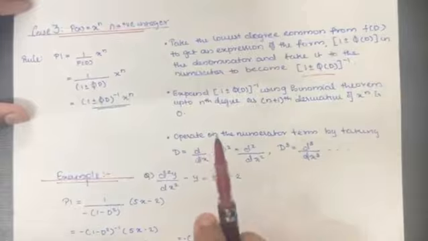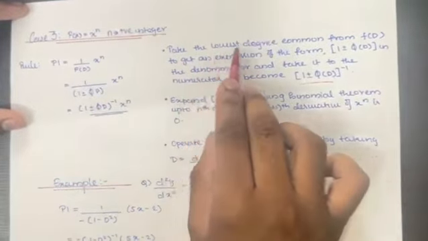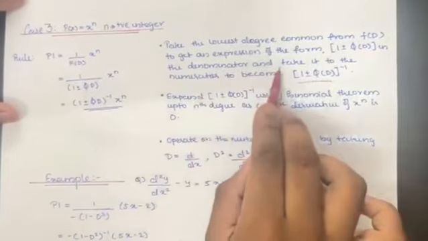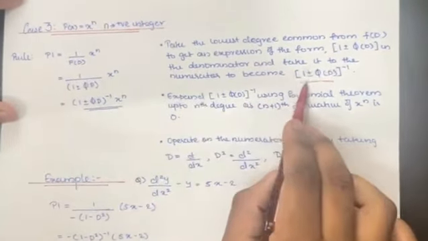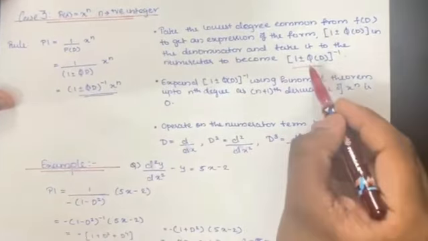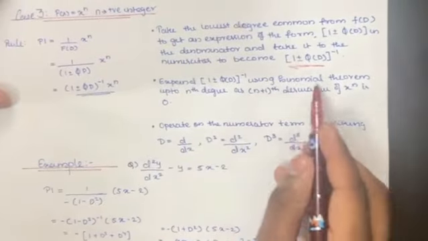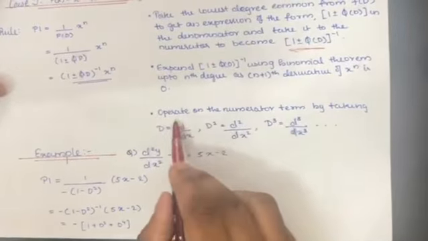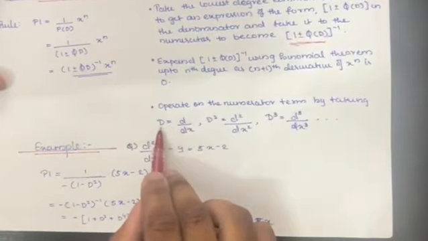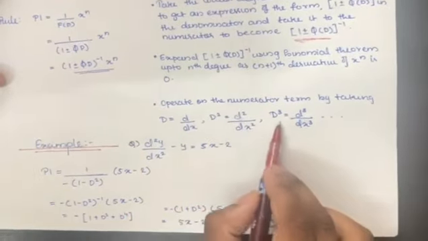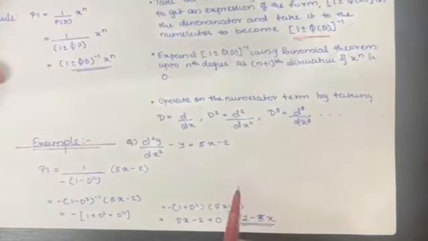Now let us look at the working methodology. First step is to take the lowest degree term common from f of d to get an expression of the form 1 plus or minus phi of d in the denominator, and then we take it to the numerator to make it in the form 1 plus or minus phi of d whole to the power minus 1. Then this expression is expanded using the binomial theorem up to nth degree. Then we simplify it using the derivative operator. That is, we consider d as the first derivative, d square as the second derivative, and d cube as the third derivative, and so on.